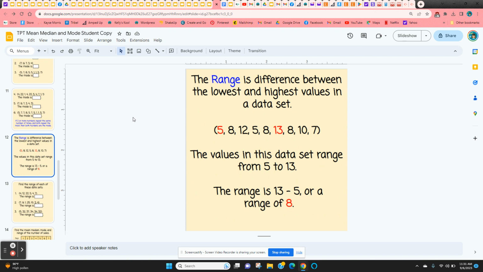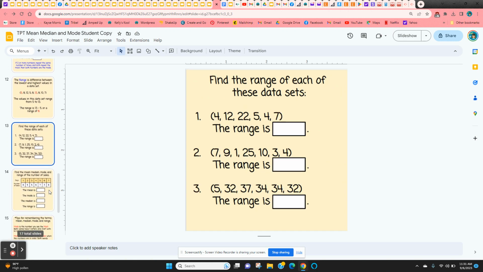Now the final one is the range. The range is the difference between the lowest and the highest values. Here we can see 5 is our smallest number, 13 is our largest number. If we subtract, we get a range of 8. Students are going to be doing that on the next slide.